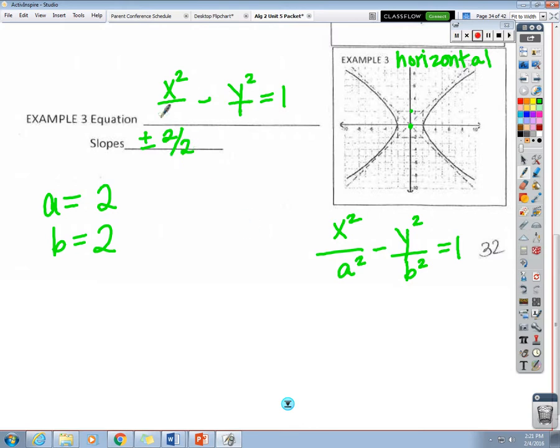Okay, now let's finish out the equation. What will both denominators be? 4, because 2 squared is 4, 2 squared is 4. Okay, once you've copied that, turn to the next page.